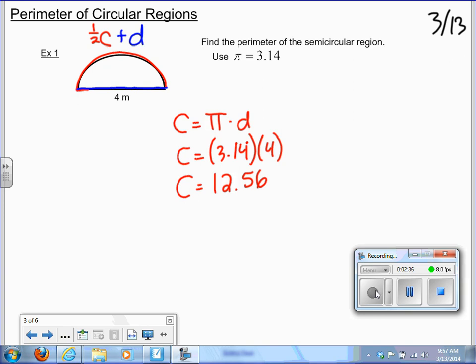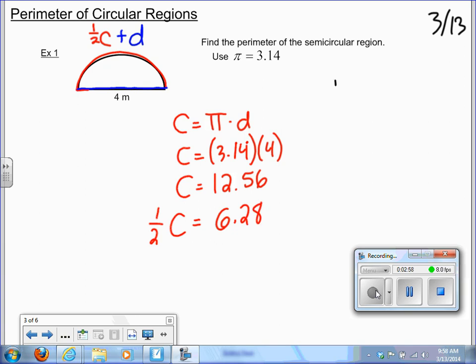All right, so that is the whole circle. So what do we need to find, Akash? Oh, you have to... Good. So if the whole circle is 12.56, half of the circumference is going to be 6.28. All right, so that's my one part.